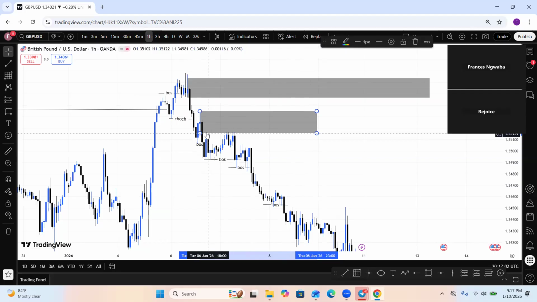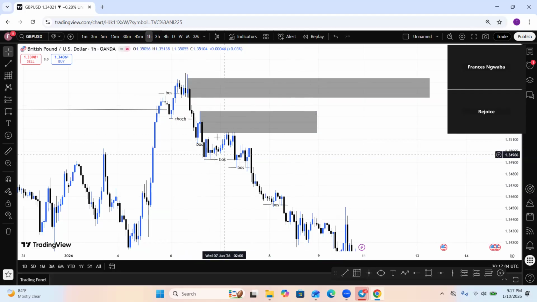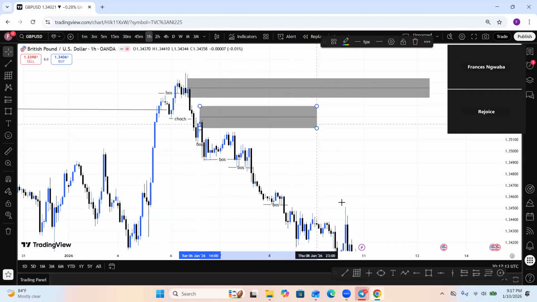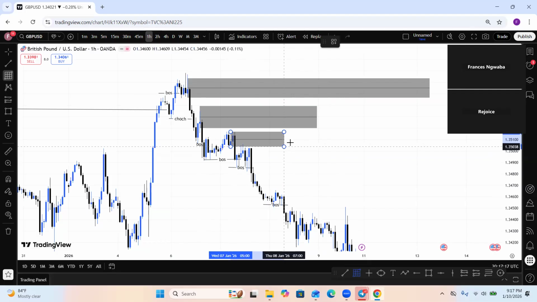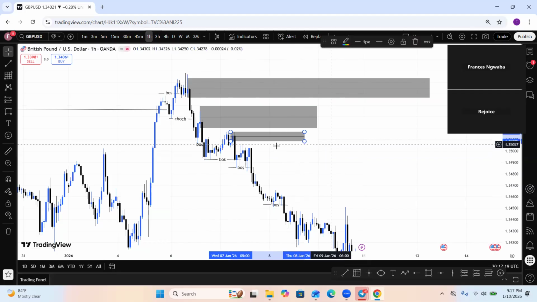Market even tapped in. Because when you're mapping an order block, you map it from the beginning of the candle to the end of the candle, and market just tapped in a little. For this new break of structure, this is the order block, the last candlestick. Do you understand? This blue candlestick is the last candlestick. Yes.